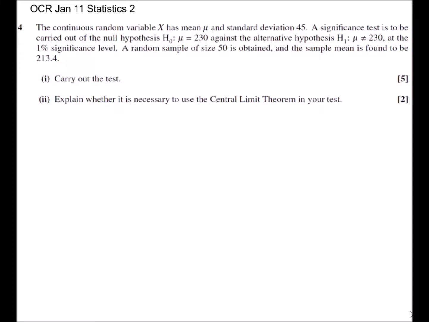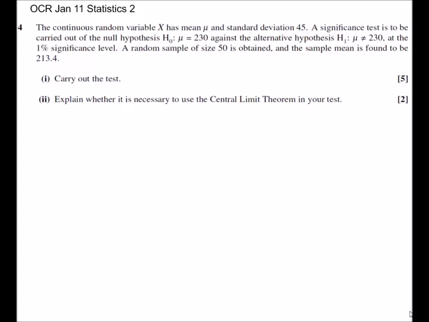Let's have a go at a question which involves central limit theorem and hypothesis testing. This is taken from the OCR January 11 Statistics 2 paper. It's question 4. The continuous random variable x has mean mu and standard deviation of 45.